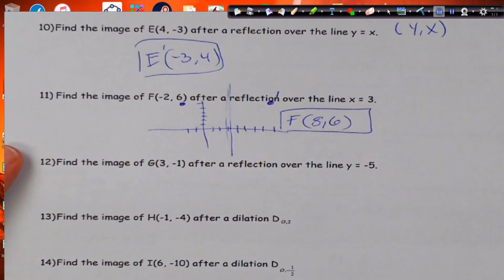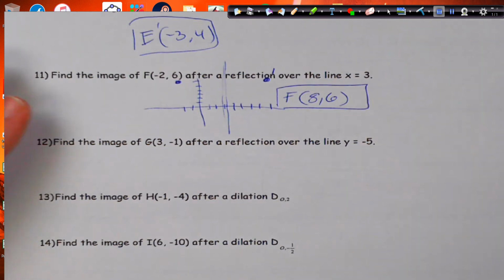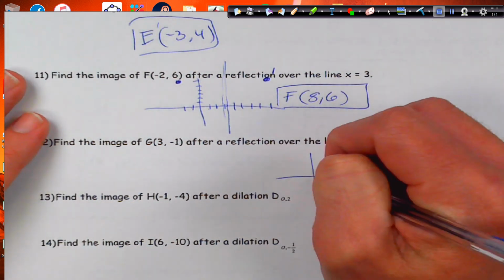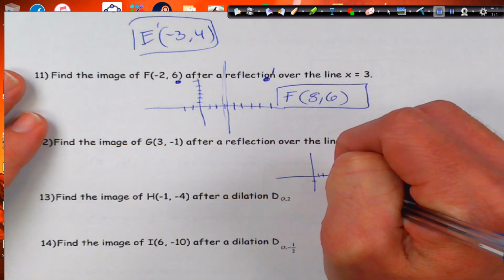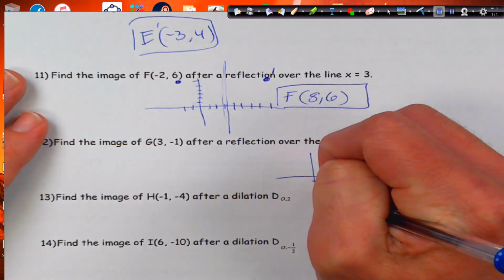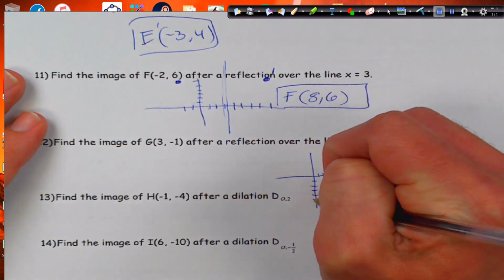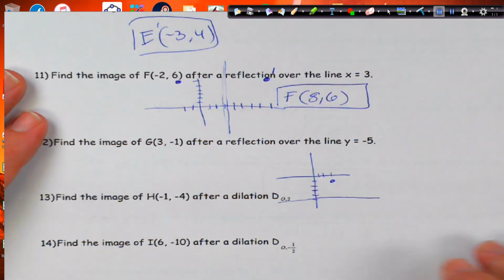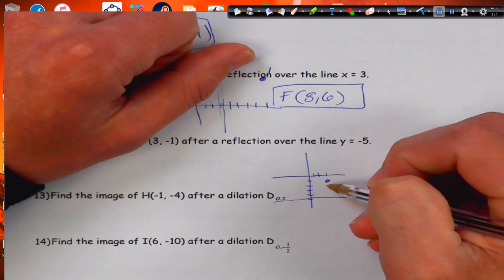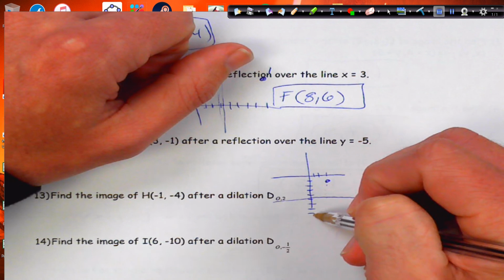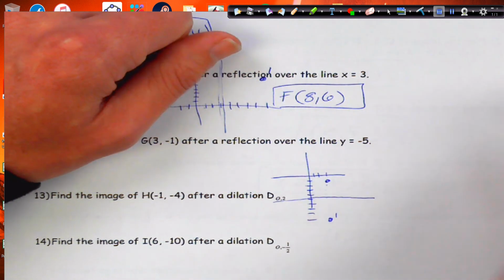Okay, next one, reflect over the y equals negative 5 line. Again, I'm going to want to go ahead and graph this guy, and we're at 3, negative 1. Y equals negative 5 line, 1, 2, 3, 4, 5. So that's this line right here. So it's going to reflect over. It's 1, 2, 3, 4 units away. So I'm going to go 1, 2, 3, 4 more units away. And there's my prime point.